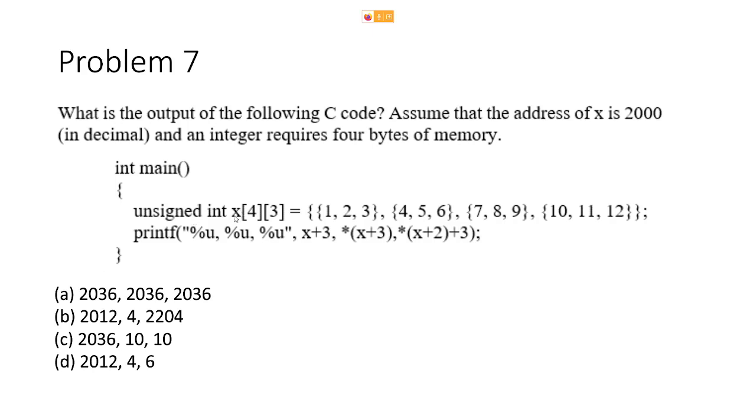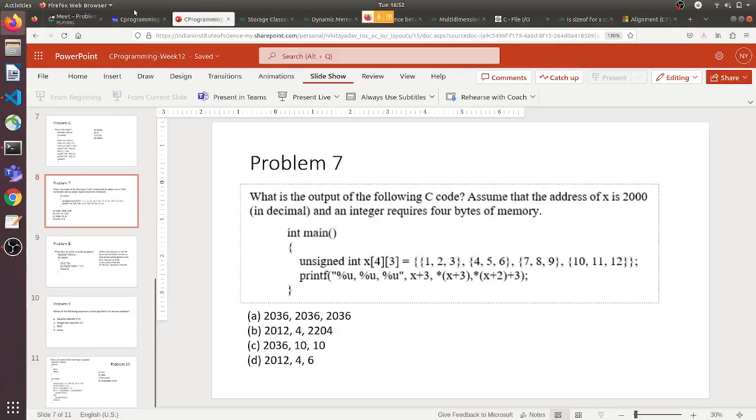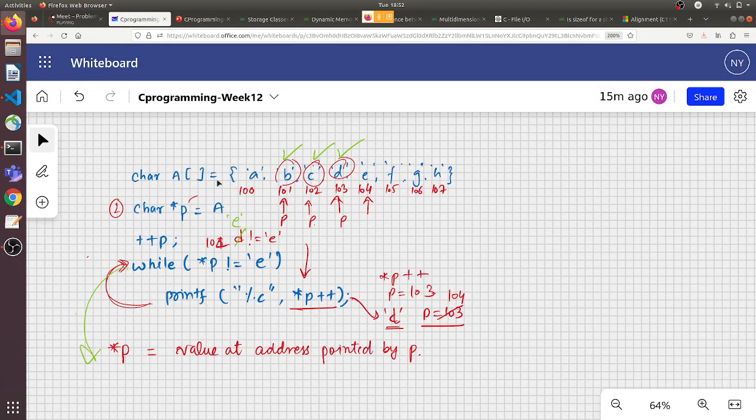So first, X is a two-dimensional array, okay? So when you say X here, now here you're doing X plus 3. It's pointer arithmetic. I think you understand that. In a one-dimensional array, I'll just use my whiteboard here.